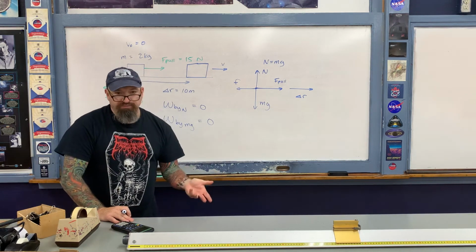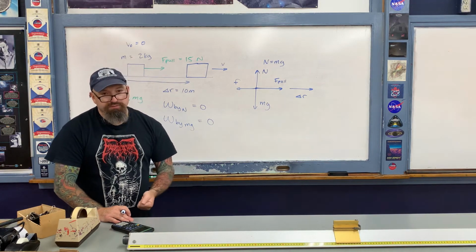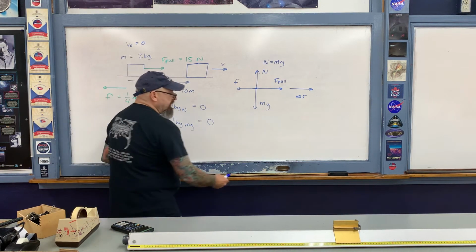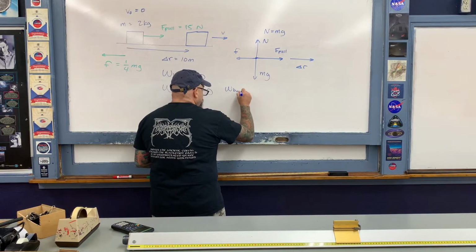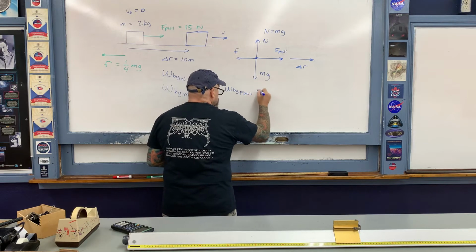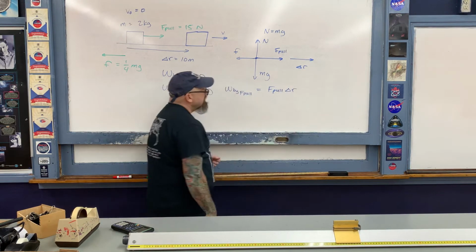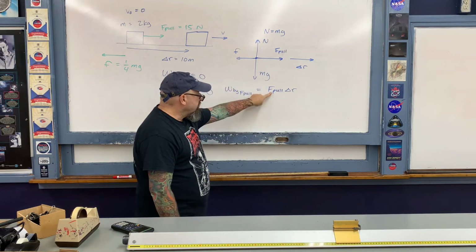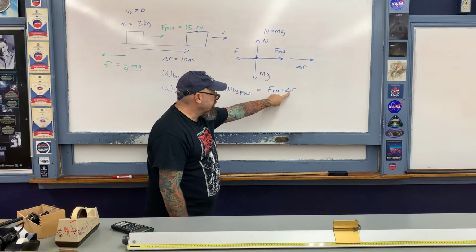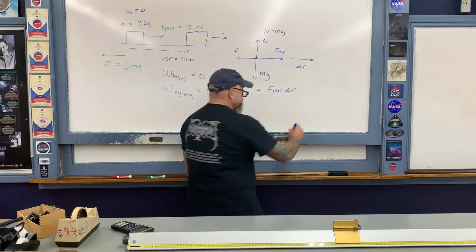We have, first of all, F pull, which is in the same direction as the displacement delta r, and the force of friction, which opposes that. So first of all, F pull. The work done by F pull is equal then to force times distance, F pull times delta r, because in this case, the two vectors point in the same direction. So all that we do is we take 15 newtons here and then multiply it by 10 meters. This then gives us 150 joules.